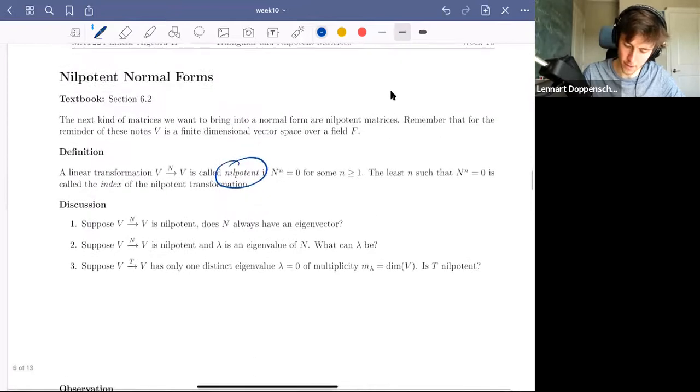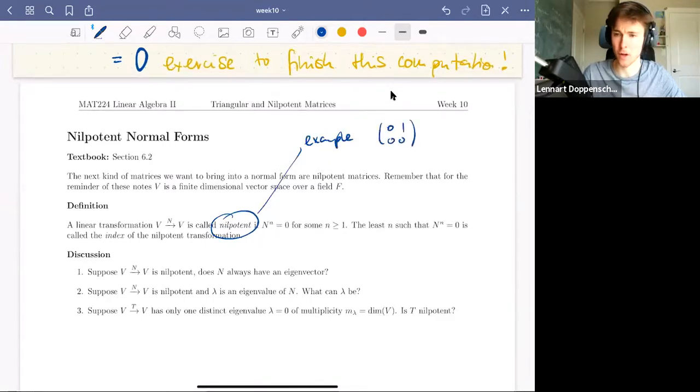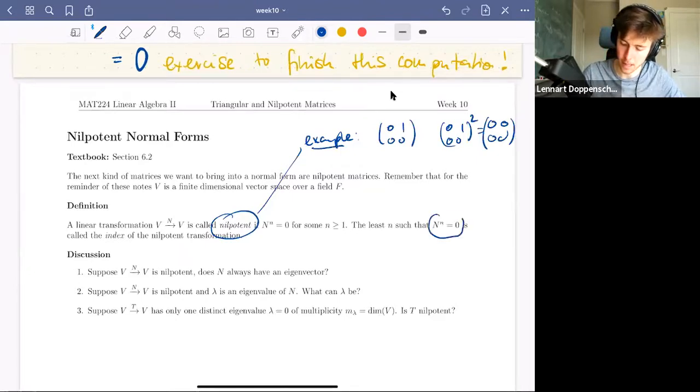I guess I didn't include an example here. But an example is the matrix 0, 1, 0, 0, which is not the zero matrix. But if you square this, it will be zero. And of course, you can have examples in higher dimensions too. And then the least n such that this power T to the n is zero is called the index of this nilpotent transformation. So in this case, this is nilpotent of index 2.